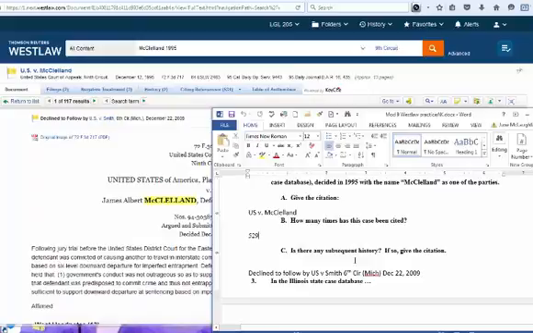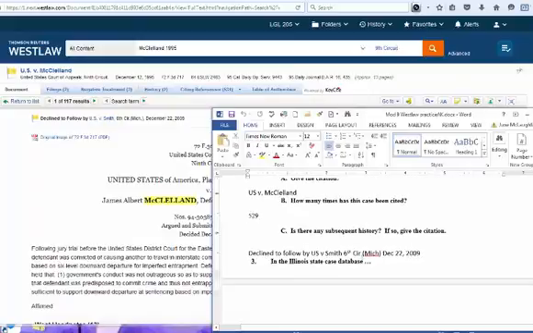Is there any subsequent history? If so, give the citation. So subsequent history: declined to be followed by U.S. v. Smith in March 2009. So we're going to click history.